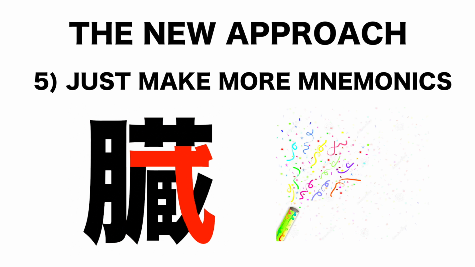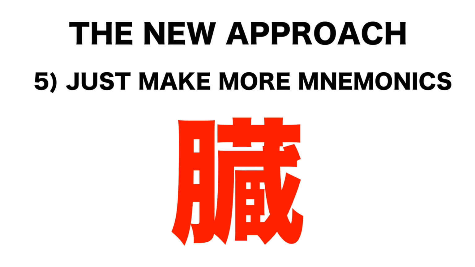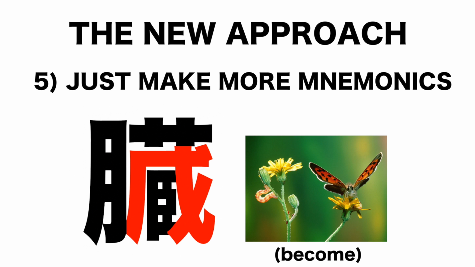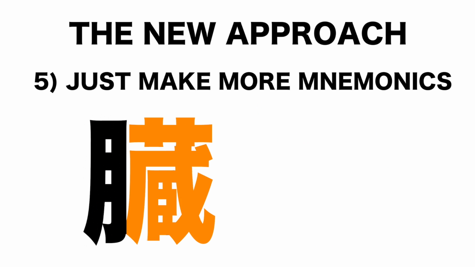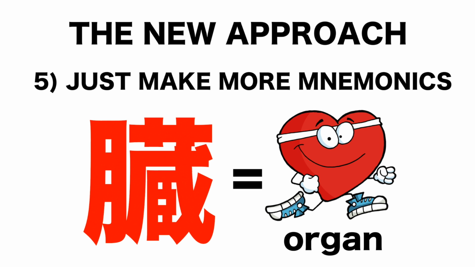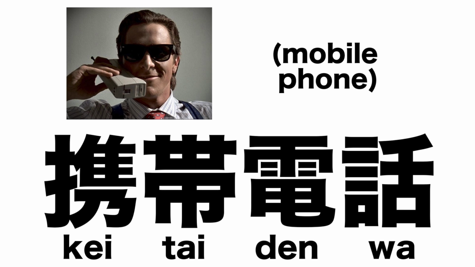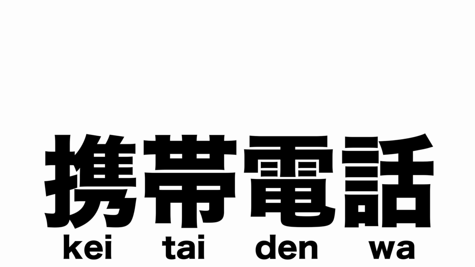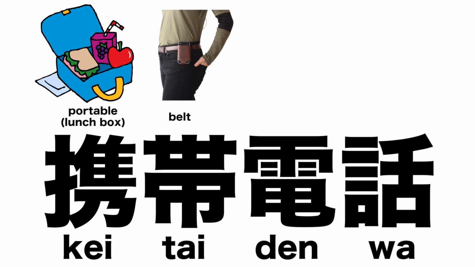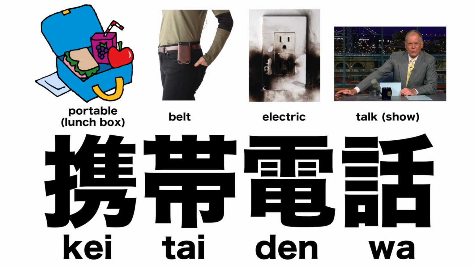Keep chunking radicals and component pieces into bigger and bigger chunks with the ultimate goal of having one single image per kanji character. And you'll find that doing this makes it very easy to recall a word that has multiple kanji characters in it. Take, for example, keitai denwa. This has 4 characters, and if we have a single image for each of those, we can simply remember portable, belt, electric, talk. And this greatly simplifies our process in dealing with kanji.